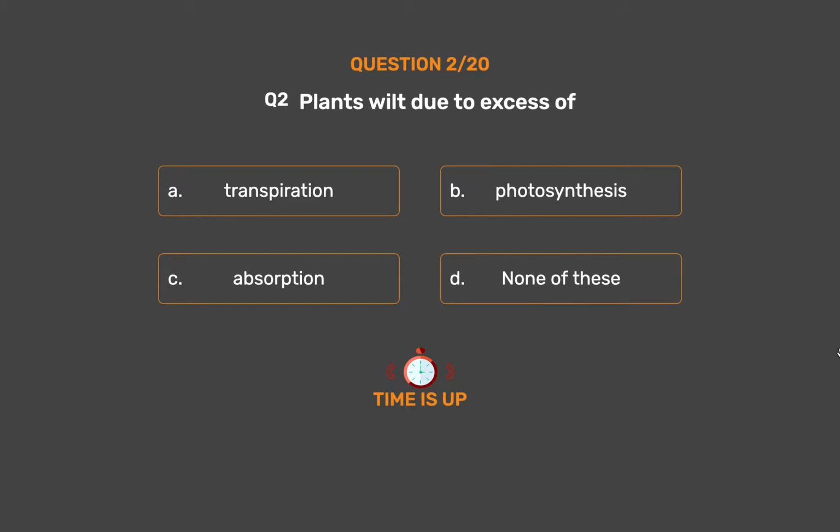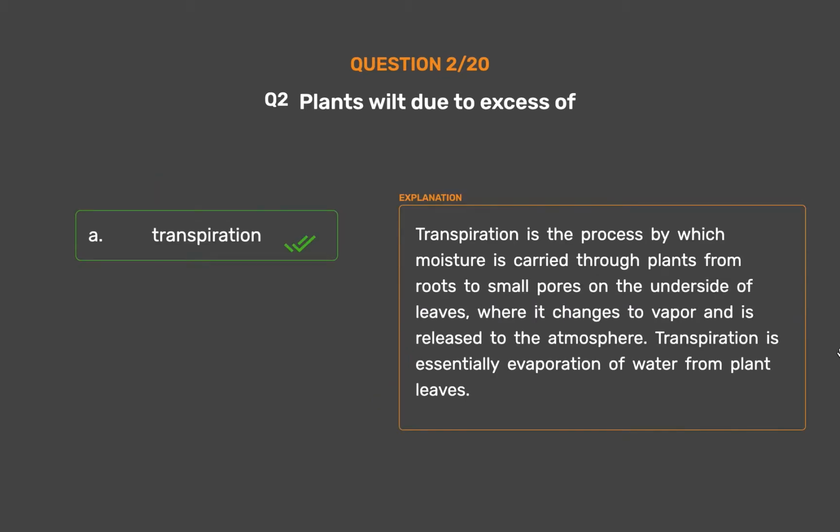The correct answer is Option A. Transpiration. Transpiration is the process by which moisture is carried through plants from roots to small pores on the underside of leaves, where it changes to vapor and is released to the atmosphere. Transpiration is essentially evaporation of water from plant leaves.